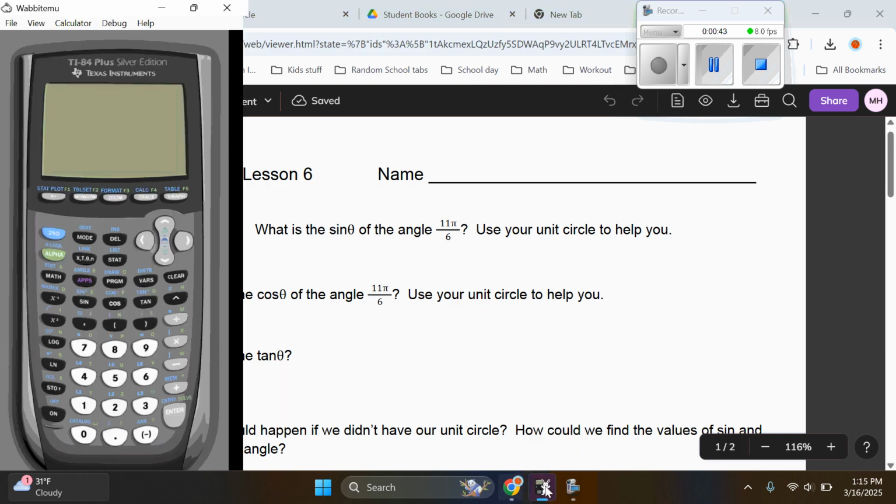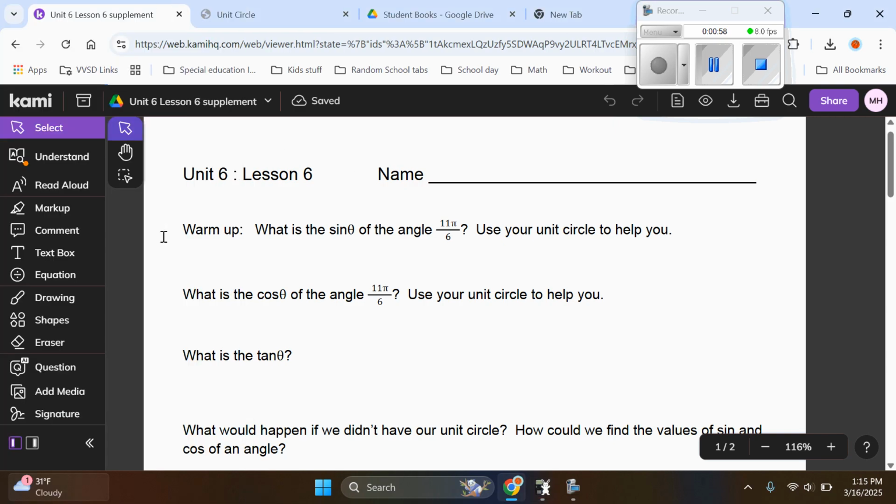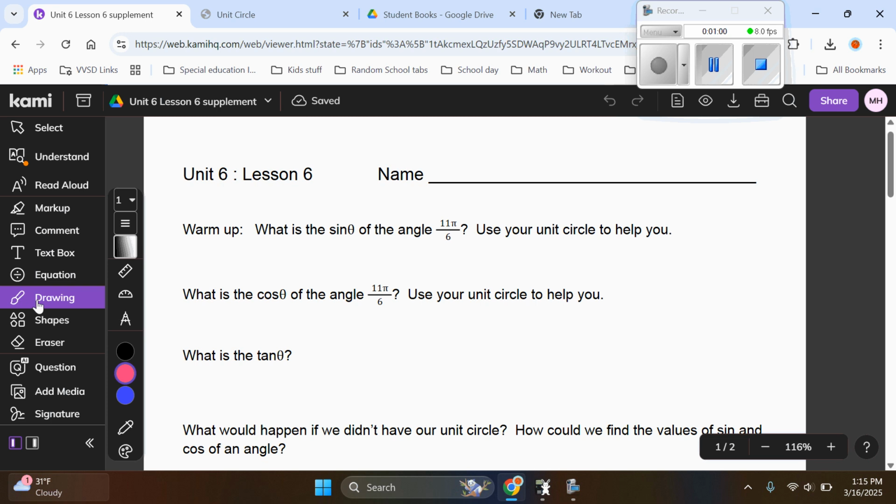Again, I can use my calculator, which I'll use for the cosine this time. So cosine of 11 pi divided by 6, which will be my x value of that coordinate. So our sine is negative 0.5. Our cosine is 0.87.